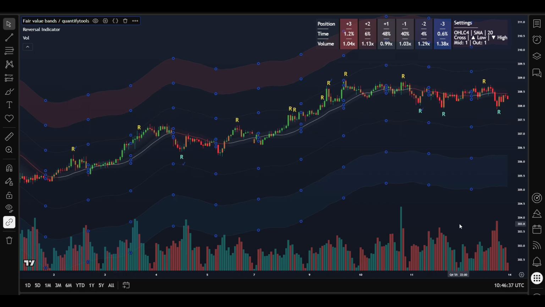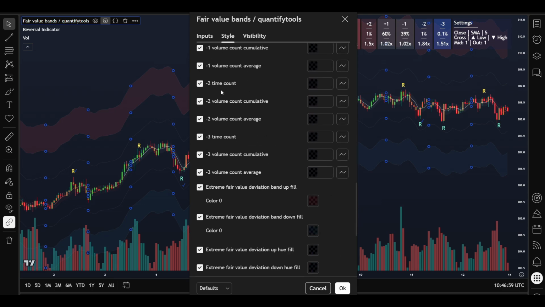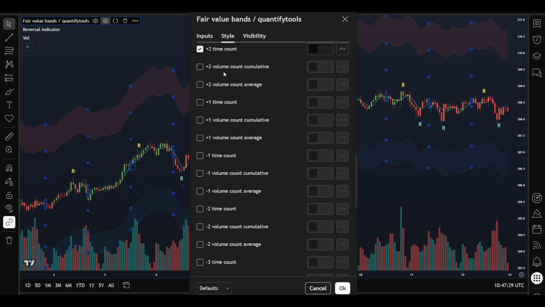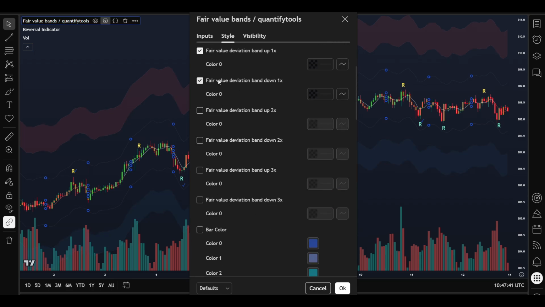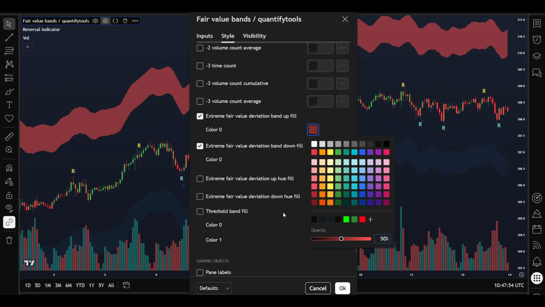Indicator settings. Fair value bands, Quantify tools. Open settings. Set data source to the close price of a simple moving average. Reduce the SMA length to 5 to make bands more sensitive. Style tab. Uncheck everything except Extreme Fair Value Deviation Band Upfill and Extreme Fair Value Deviation Band Downfill. Increase both fills to 50% opacity and click OK.